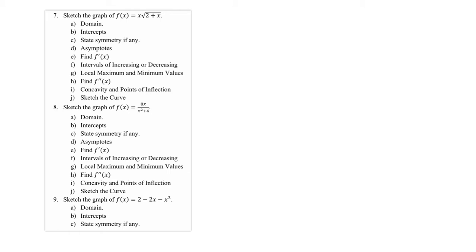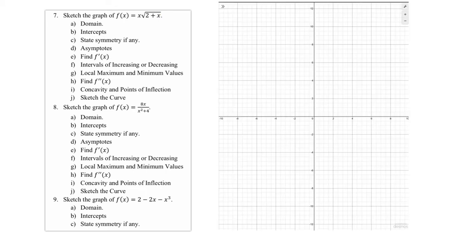We're going to go through problems number 7 through 12, and this is for a calculus final in university. Okay, so let's take a look. Sketch the graph of f of x equals x times radical x plus 2. So what we'll do is answer these questions one at a time here. So let's take a look at 7a.